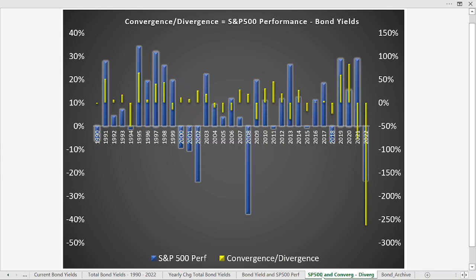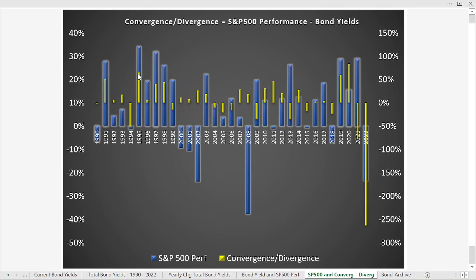Now, if we were to measure the relationship between S&P 500 performance and the bond yield performance, we'd label this as convergence or divergence. Convergence is agreement. It's when both markets go up or both markets go down. Divergence is disagreement, when they move in opposite directions. Going back to the 1990s, we can see the yellow bars represent the convergence divergence. And we have quite a bit of agreement between the two. In fact, the yellow bar shows us the S&P 500 performance minus the bond yield performance.